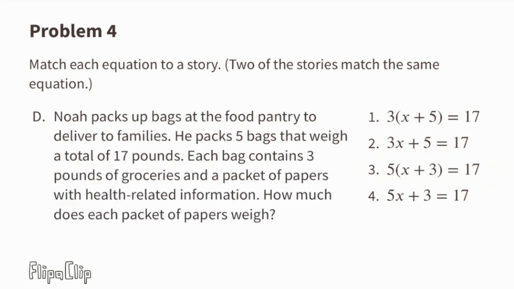D. Noah packs up bags at the food pantry to deliver to families. He packs 5 bags that weigh a total of 17 pounds. Each bag contains 3 pounds of groceries and a packet of papers with health-related information. How much does each packet of papers weigh? He packs 5 bags, and inside each bag is a stack of papers with an unknown weight, plus 3 pounds of groceries. And this all equals 17 pounds. So I would go with equation 3. 5 times x plus 3 equals 17.